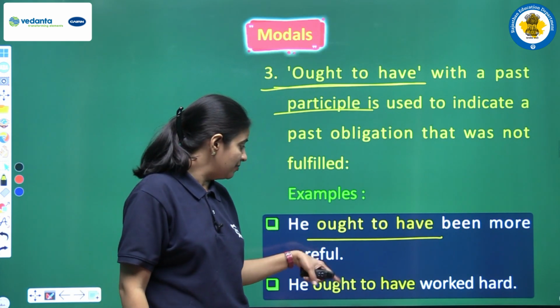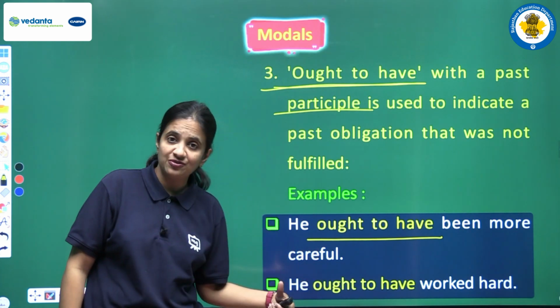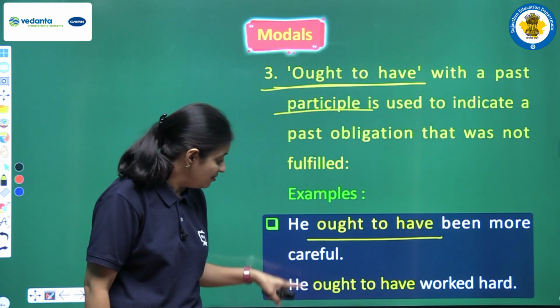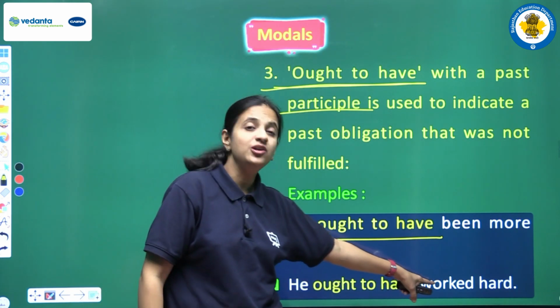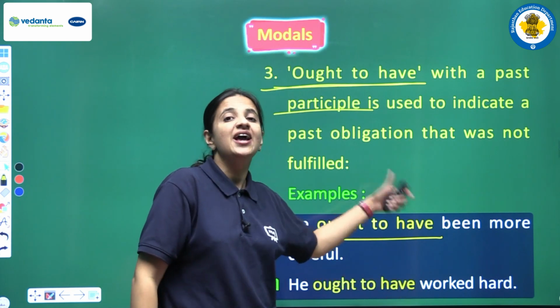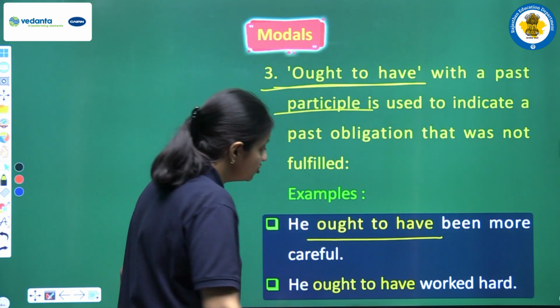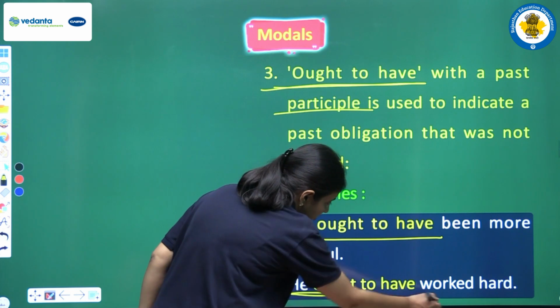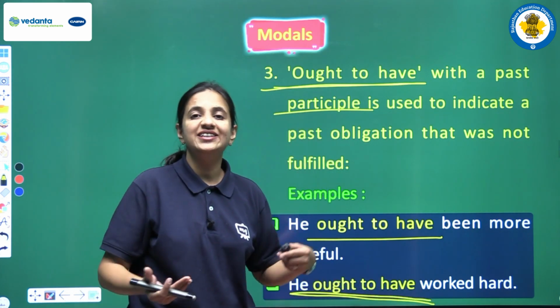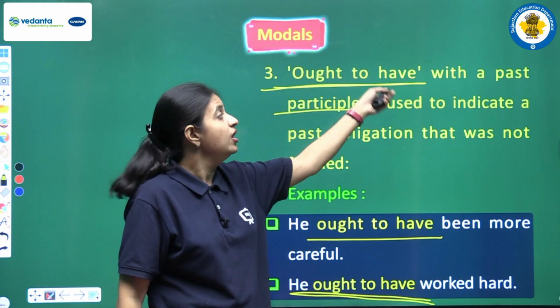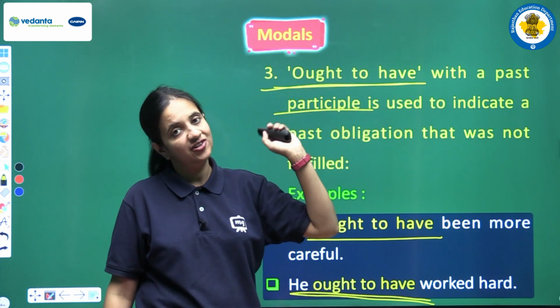So here we are talking about someone who was not careful, and now we are saying that he ought to have been careful. Similarly, here we are talking about someone who did not work hard actually, and now in present time we are saying that he ought to have worked hard. So just look at the structure, be very careful regarding the structure of the sentence. We have to use "ought to have" with the past participle, right?